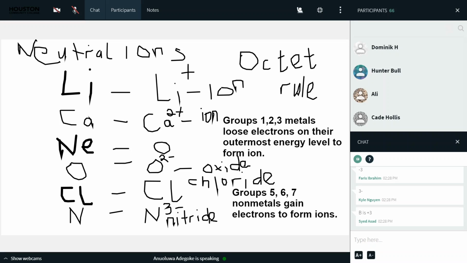So by the way, these are called monoatomic ions. Let me find where to write them. So this is called a monoatomic ion. So these are called monoatomic.